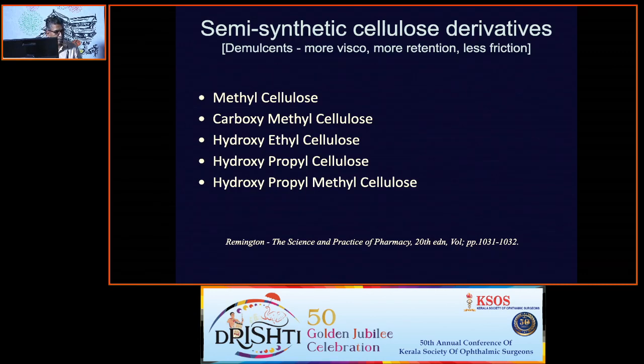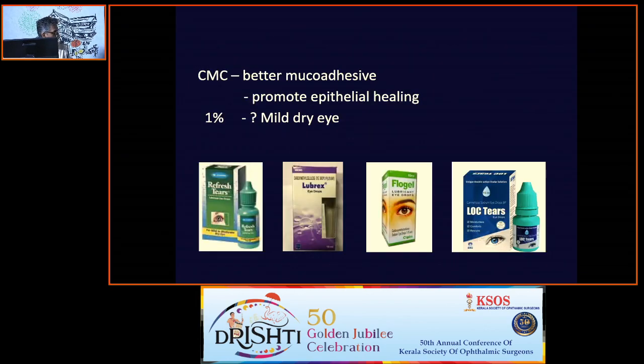So what we use commonly are semi-synthetic cellulose derivatives, methyl cellulose and carboxymethyl cellulose. These are demulcents. They make the tear film slightly more viscous. It retains the tear film for a long period of time, and there is less friction on the surface. A host of products are available, and between HPMC and CMC, HPMC is a better mucoadhesive, but in general, both are almost similar.